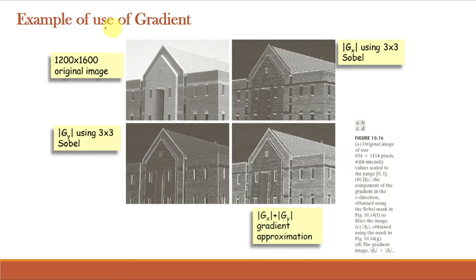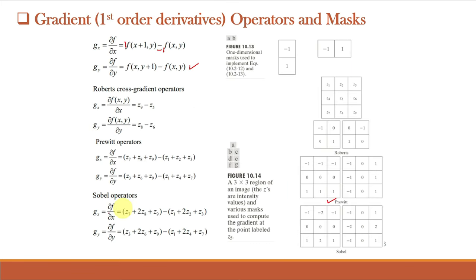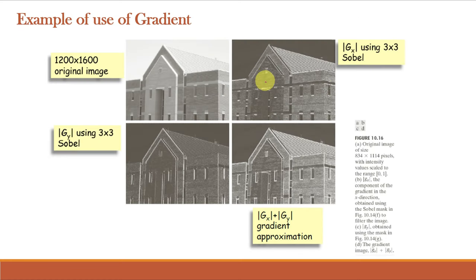This figure shows an example of the use of the gradient. We are using a Sobel operator over here. So this is the original image, and using Gx for the Sobel operator will result in such an image. So what is this Gx? You can see here that Gx is detecting horizontal lines. Conversely, Gy will detect the vertical lines, as we can see here. An addition of Gx plus Gy will result in such good edge detection, comprising both horizontal as well as vertical lines.